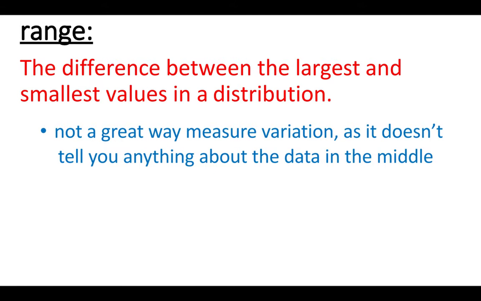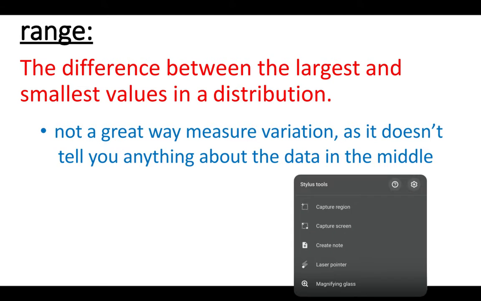As I stated, it's not really a great way to measure variation. The reason is it doesn't actually tell you anything about all of the data in the middle. All it's doing is comparing the biggest one to the smallest one, but it doesn't tell you if all of the data in the middle is really close to the high one or really close to the low one, or if it's all evenly distributed throughout, or if it's all concentrated in the middle. It doesn't tell you anything about all of that data. So it's not really a great way to measure variation.